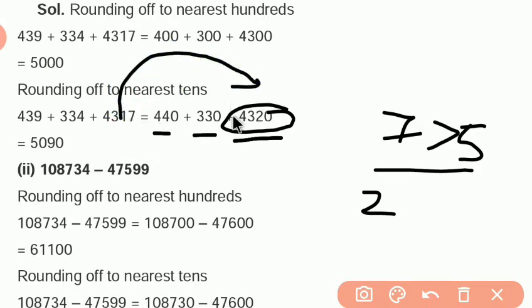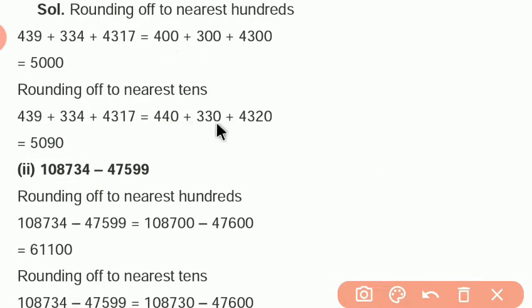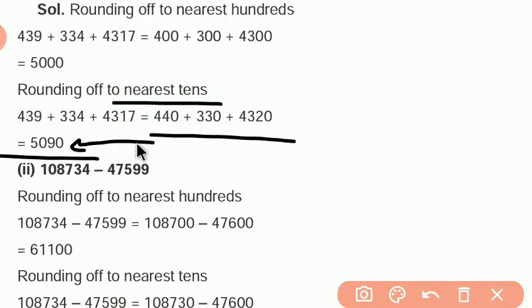After rounding off we have to add this. So 440 plus 330 plus 4320 and the answer will be 5090. So this one how we have done. First we have to round off nearest 100. Then second time you have to round off nearest 10 in every question. Second one.